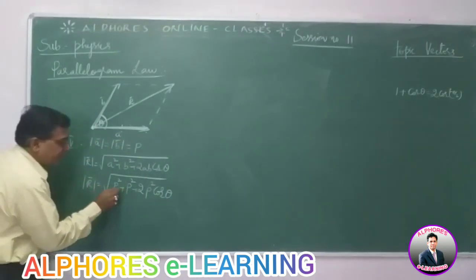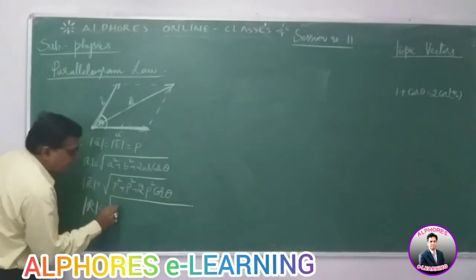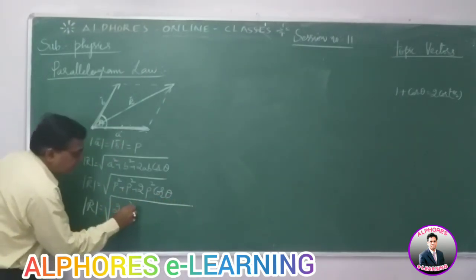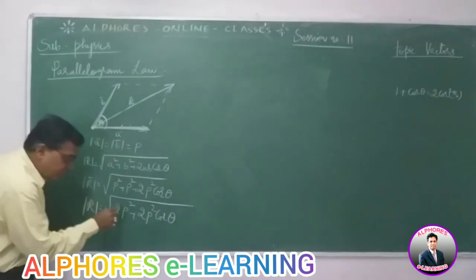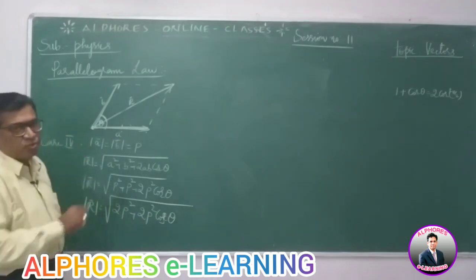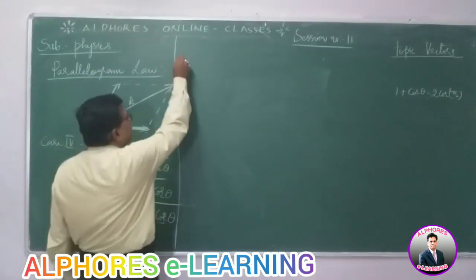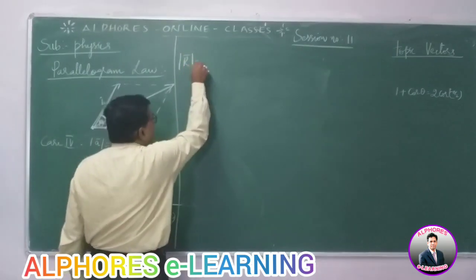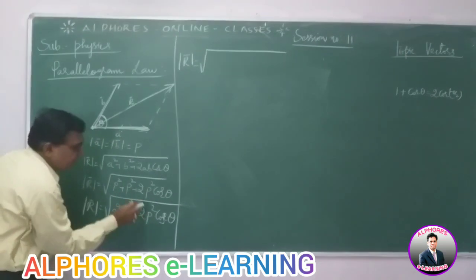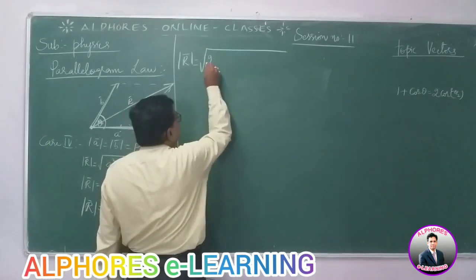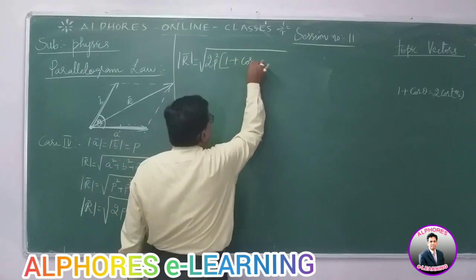When I add the p squares, I get the resultant as under root of p square plus p square, which is 2p square, plus 2p square cos theta. Now from these two terms, let me take 2p square common. Look here, this is 2p square, this is also 2p square. So if I take 2p square common, I get 2p square of 1 plus cos theta.